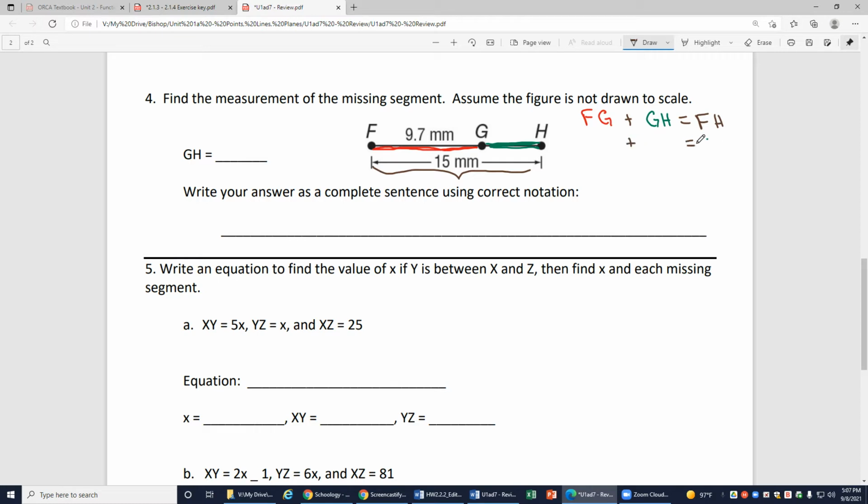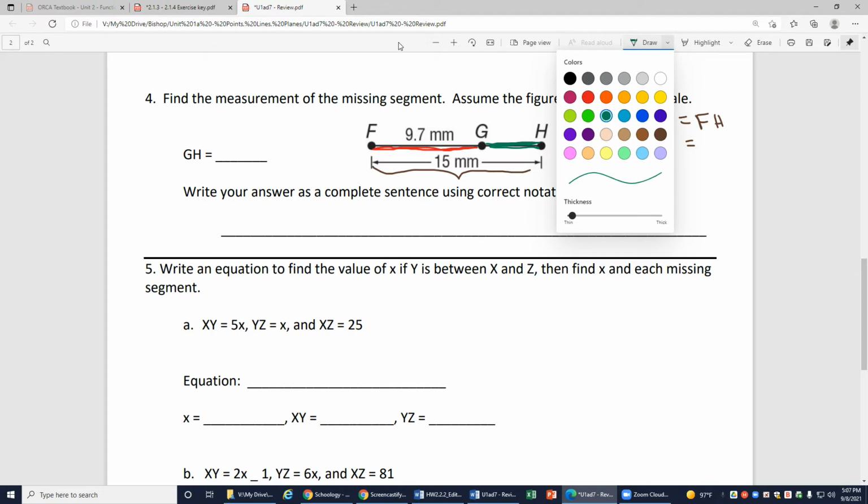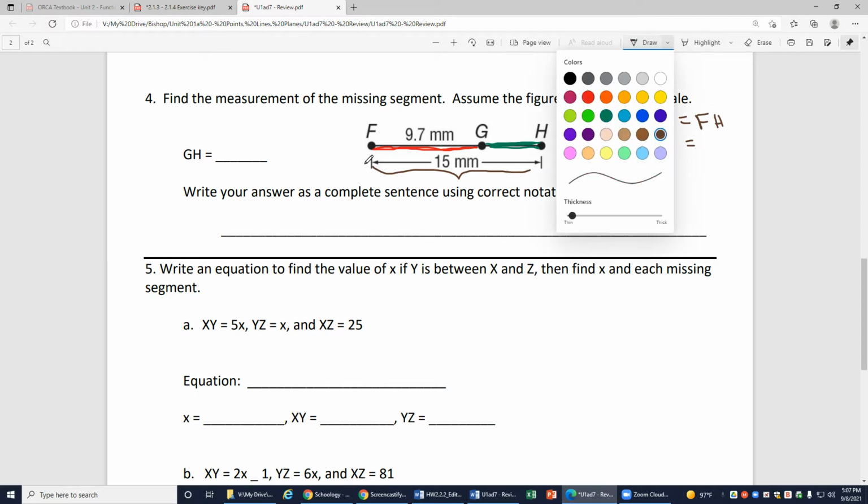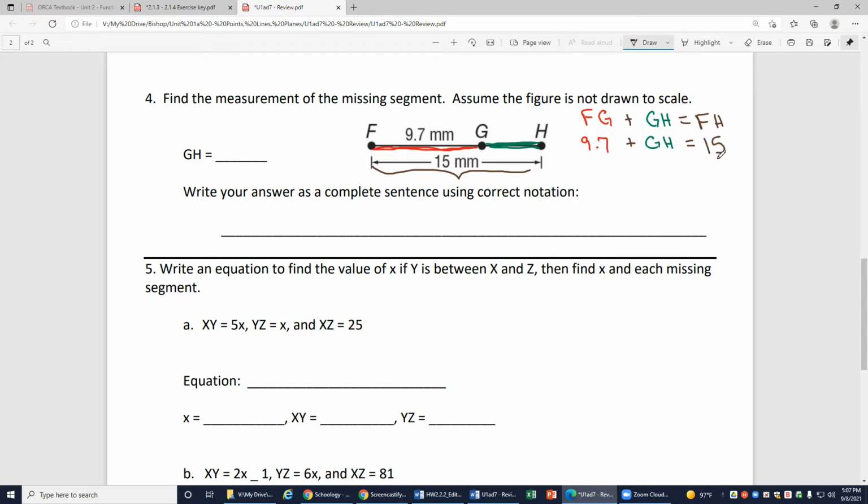So then we're just going to substitute in. If I was doing a proof, I would substitute in all my givens. Oops, I didn't mean to put the FH there. I'm going to substitute in F all the way over to G is 9.7 millimeters. So F to G is 9.7. And then G to H, we don't know what that is, right? So I'm going to just leave that. You can change that into an X, what you're trying to find, or you can just leave it GH. And then F all the way to H is 15. Okay, so then this is ready to be solved.